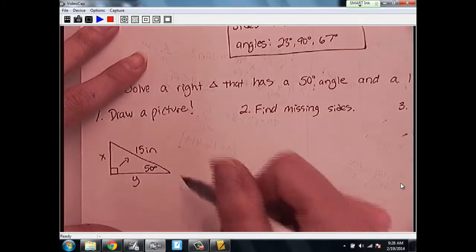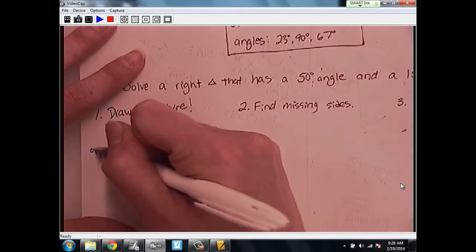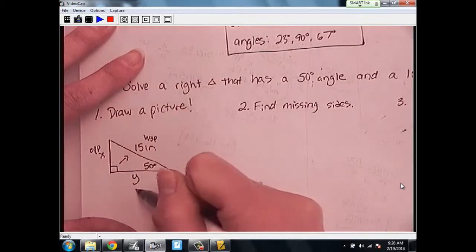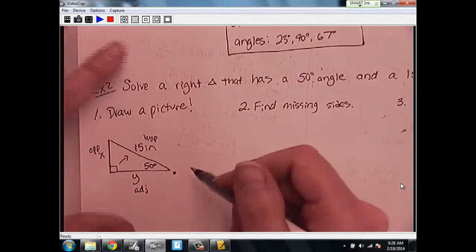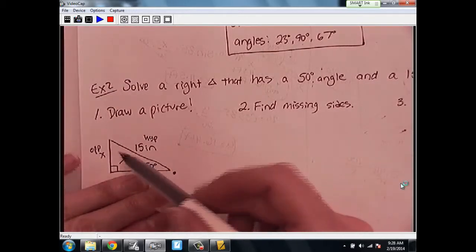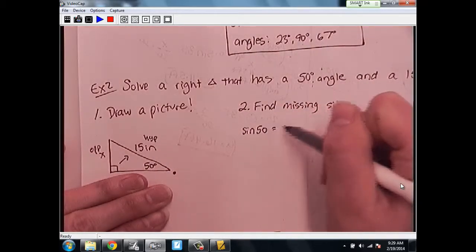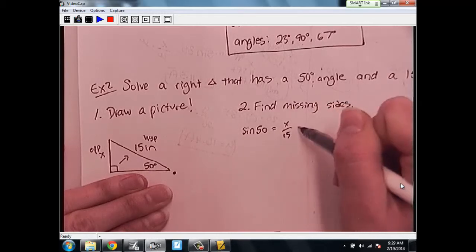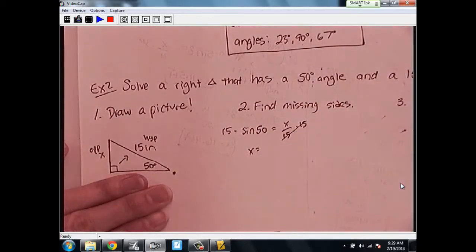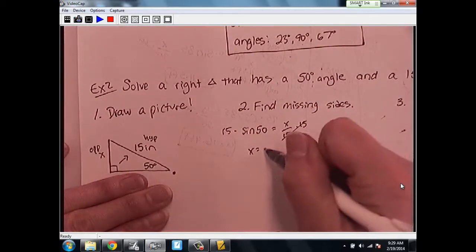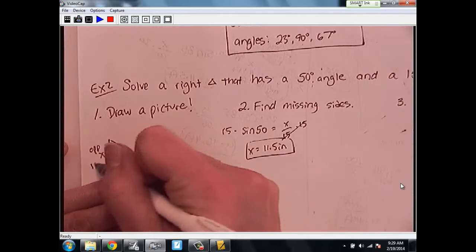We always start at your angle. Label what you have. Opposite, here's the hypotenuse, and this one would be adjacent to us, next to us. Deal with one of them first. So I'm going to cover up this Y, and if I have opposite and hypotenuse, that tells us use sine. Sine of 50 equals opposite over hypotenuse. X is up high, so we multiply. 15 times the sine of 50, and X is 11.5 inches. So I can put 11.5 on my picture.